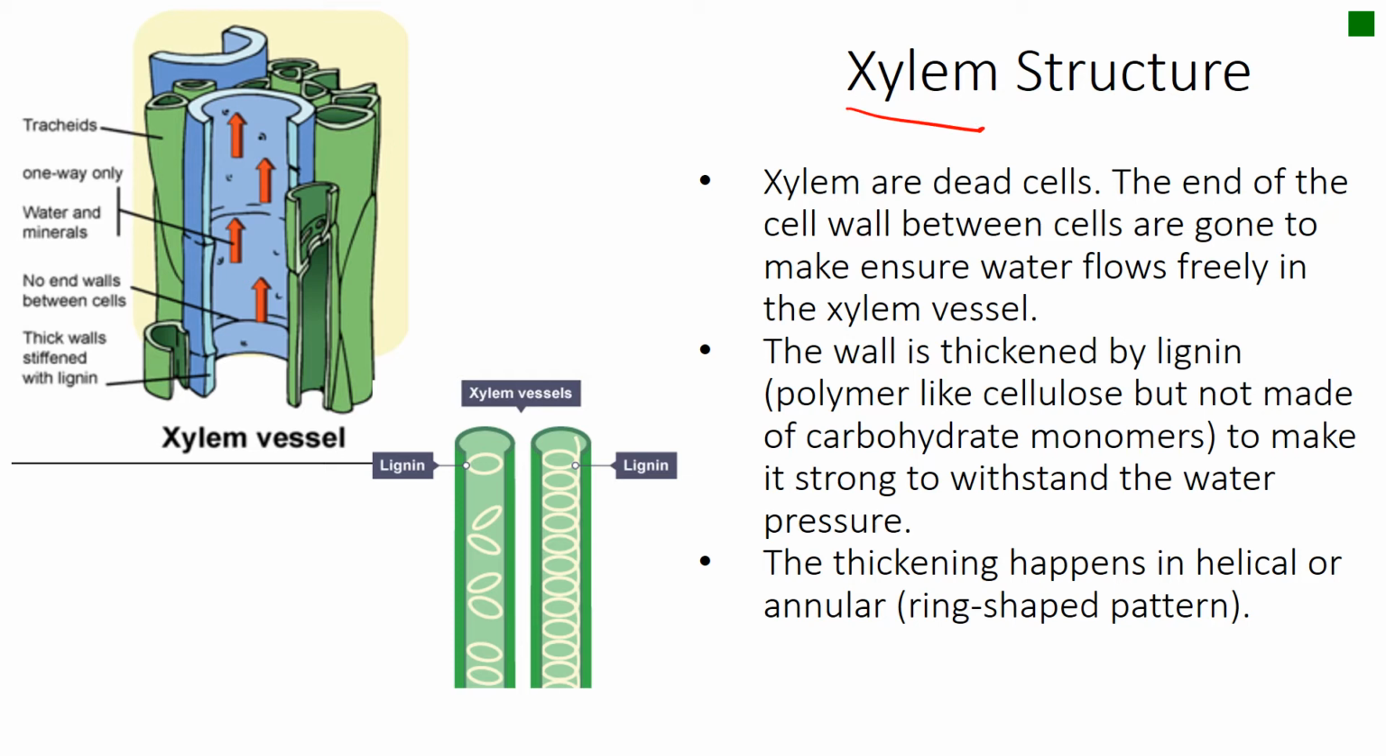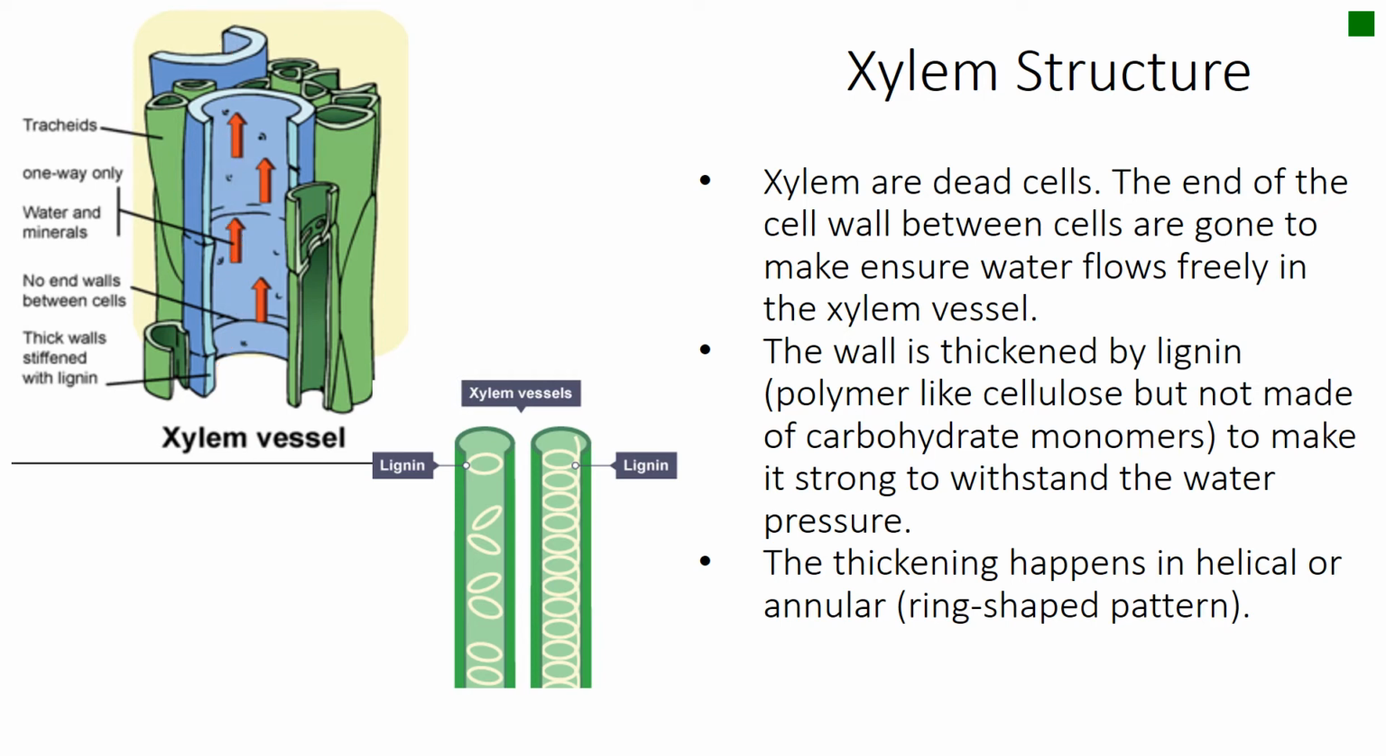Now, as you can see from this picture, xylem is a continuous tube. Where is the cytoplasm? Where is the nucleus? They're gone, because basically xylems are dead cells. The end of the cell wall of each cell is gone. So the cell walls between cells are gone to make sure that the water that flows through the xylem can move freely.